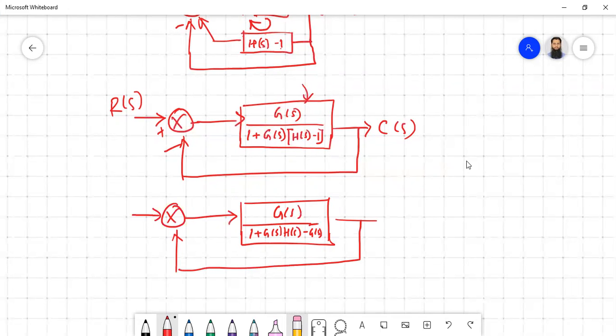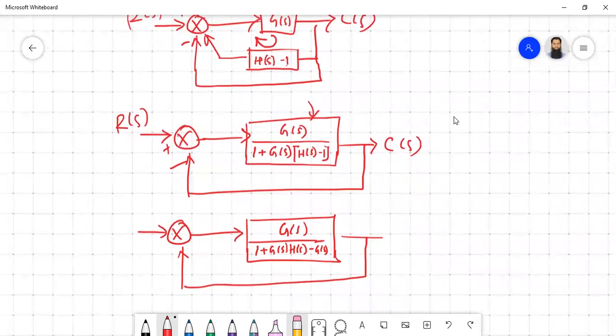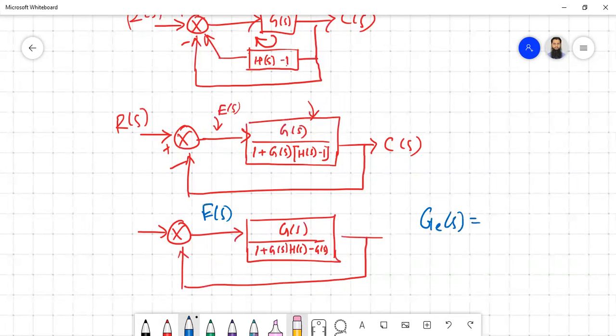Now at this point, it is again converted back to the error signal E of S, because it's still the subtraction of the output from the input. So this is our error signal. Finally, we can say that G equivalent S is G of S over 1 plus G of S H of S minus G of S.